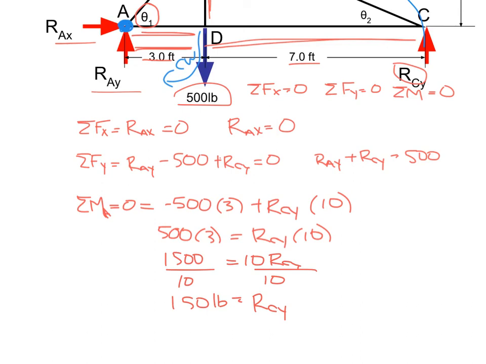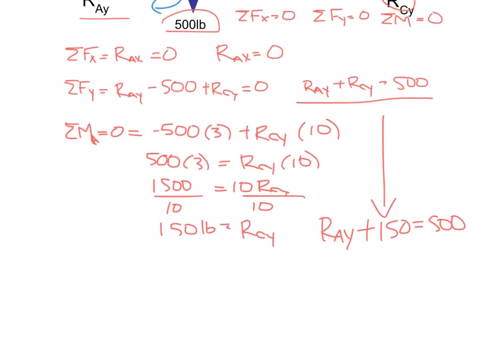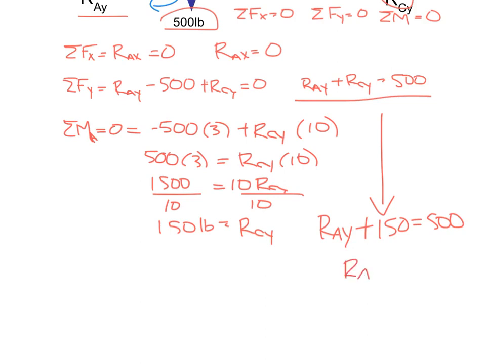Okay, this answers my question about which of those reaction forces is experiencing more force. RCY was 150. So then all I want to do is figure out what's going on at RAY. I'm going to return to my force in the y direction equation and put in the 150 pounds that I found for RCY. So RAY plus 150 has to be equal to 500. I subtract 150 from both sides, and I find that RAY has to be equal to 350 pounds.